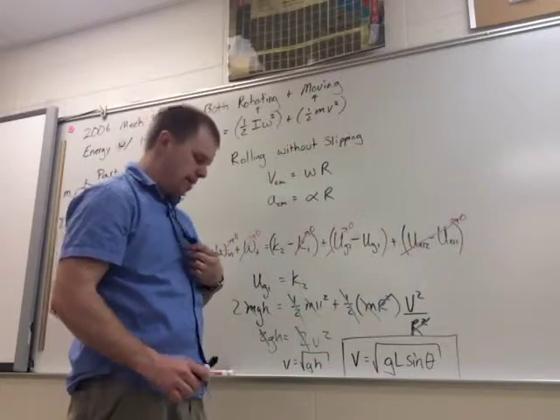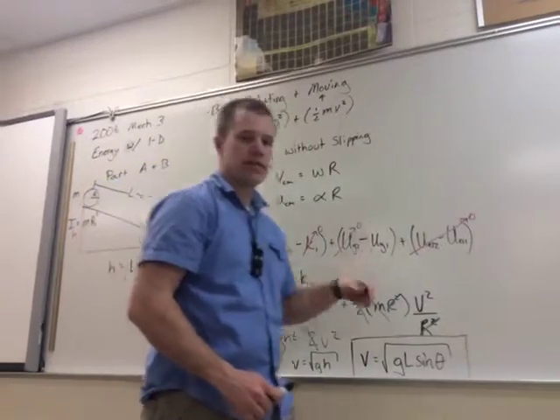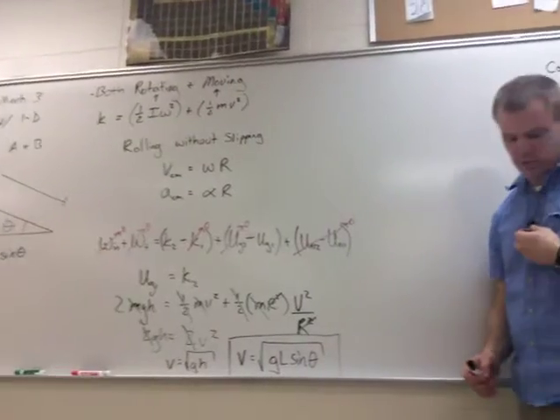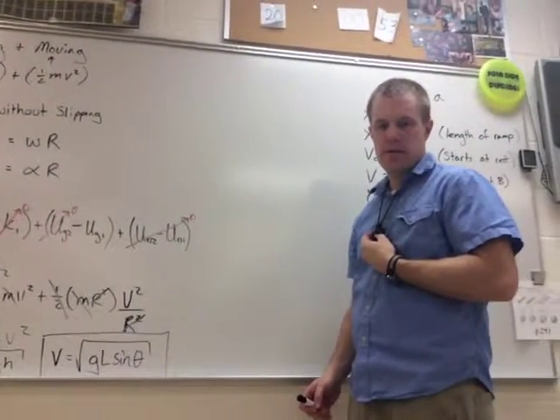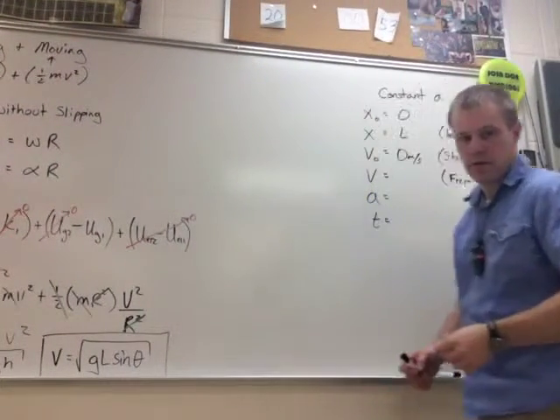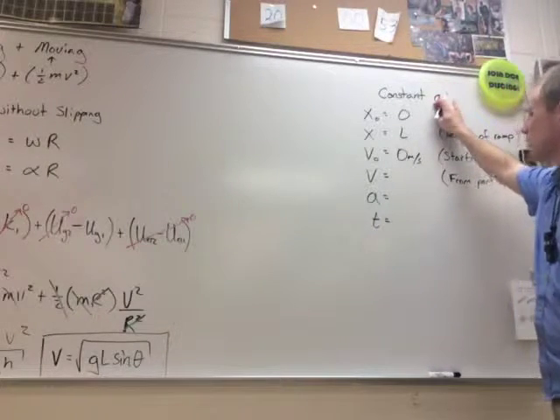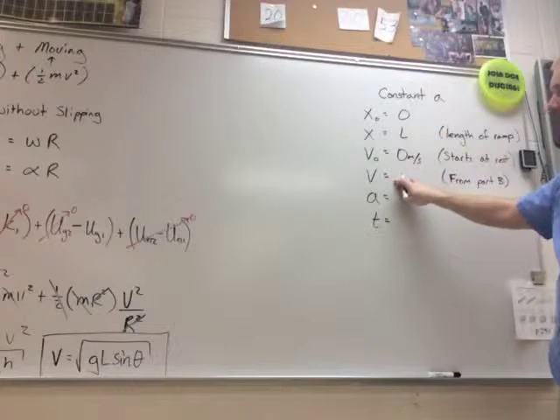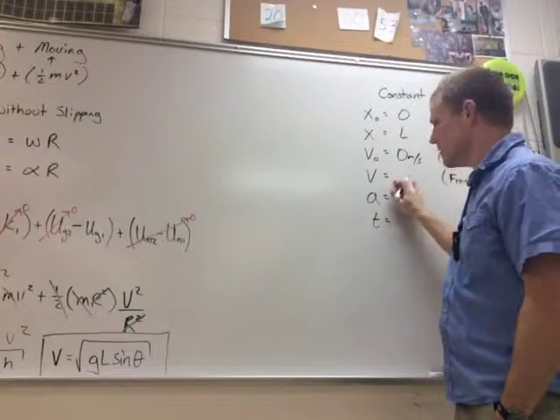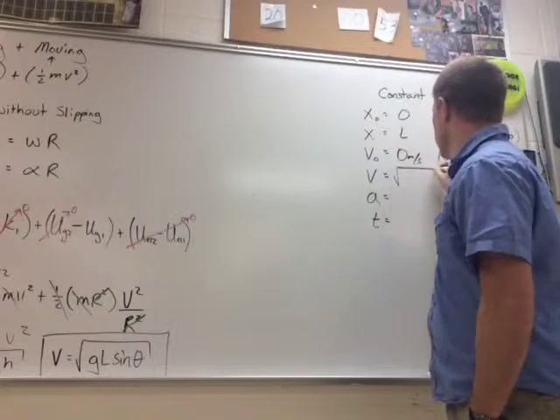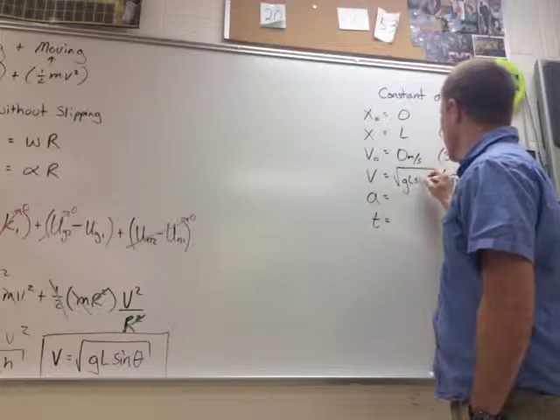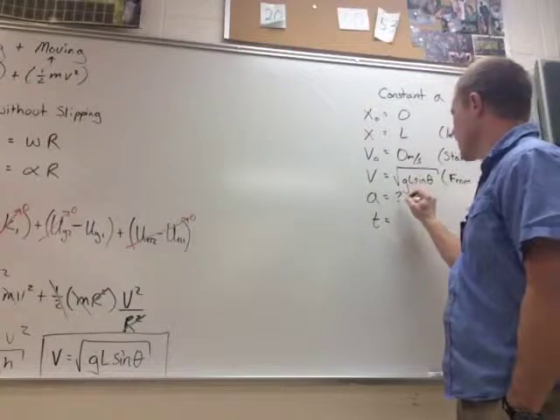Now we're going to go ahead and take part B and use it to find part A. So we have a constant acceleration problem. We just found the speed at the bottom of the incline, and it was the square root of GL sine of theta. And we want to find the acceleration.